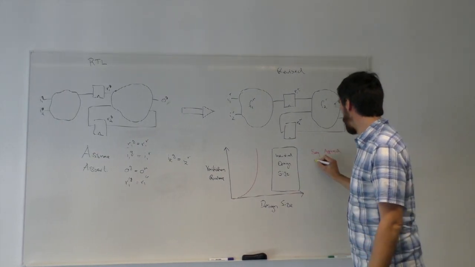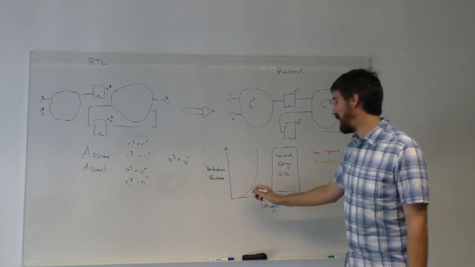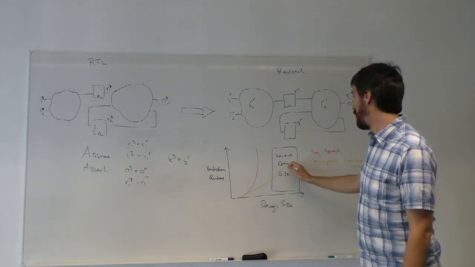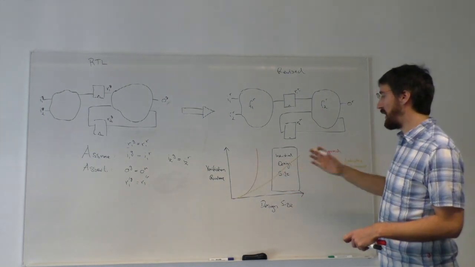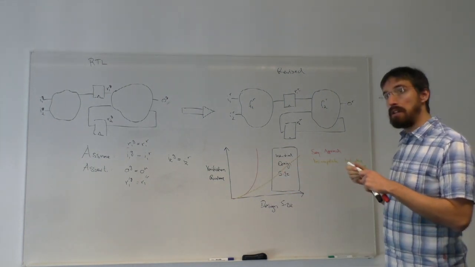So let's write this down. You may end up with a runtime curve which is somewhere like this. So you have a verification runtime which is kind of in the industrial design size.